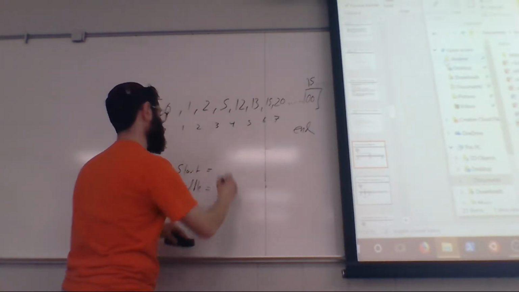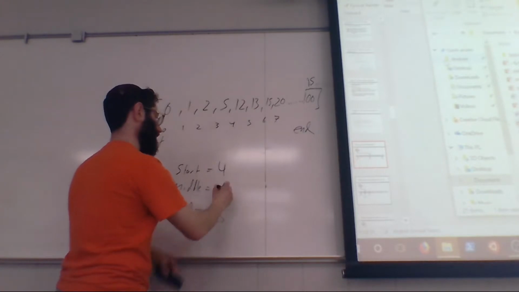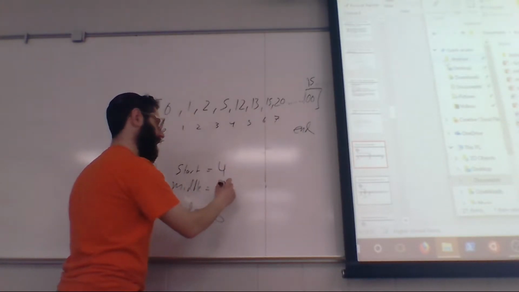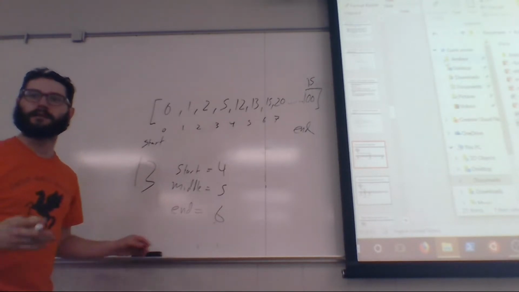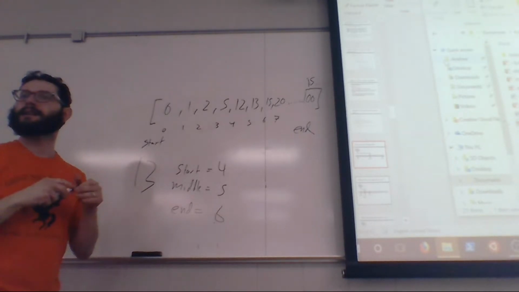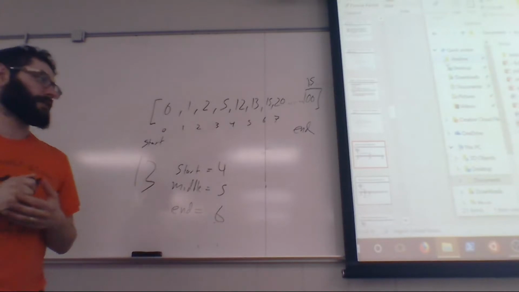So now my range is going to be from 4 to 6. What's the middle of that? 4 plus 6 divided by 2 is 5. So we check index 5. That's got my 13 in it, and I return 13. Does this make sense to everybody? So let's go ahead and code this up.